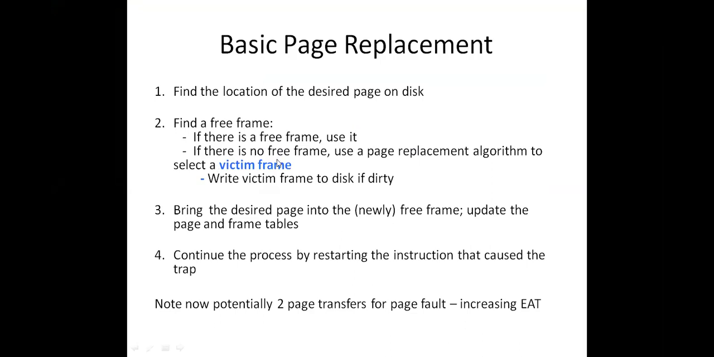If there is no free frame, use a page replacement algorithm to select a victim frame. Victim frame means the frame that needs to be written back to the secondary memory. Which page do we need to swap out from the main memory? That frame is called a victim frame. That means which page we need to take out in order to make a free frame. That is called a victim frame.